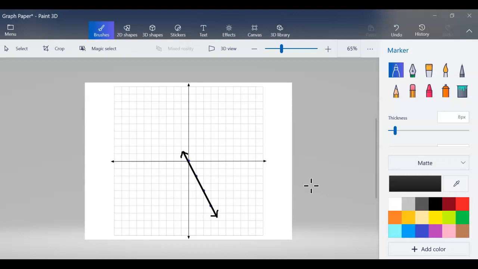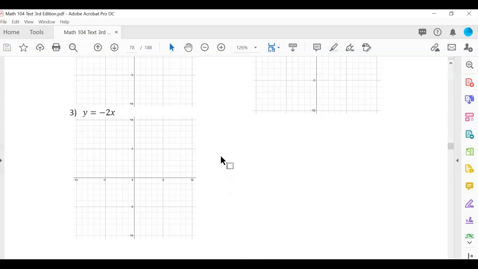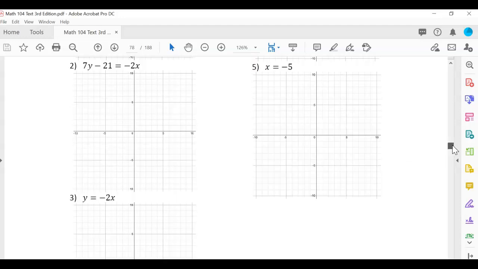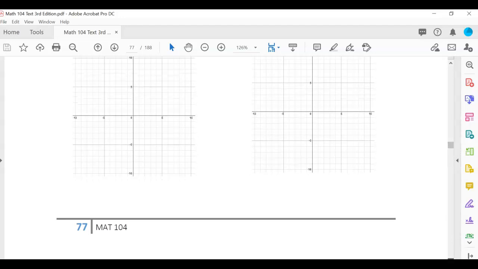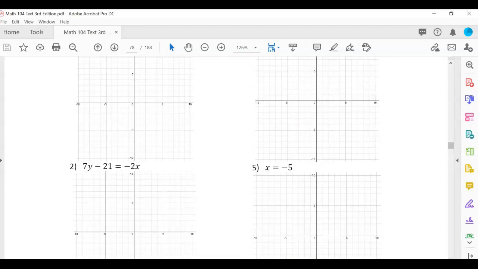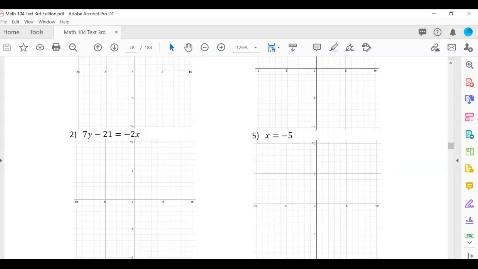And so there you go. That's how to graph lines which are in slope-intercept form, or like we did in number 2, graph lines which aren't in slope-intercept form, but can be made to be in slope-intercept form.